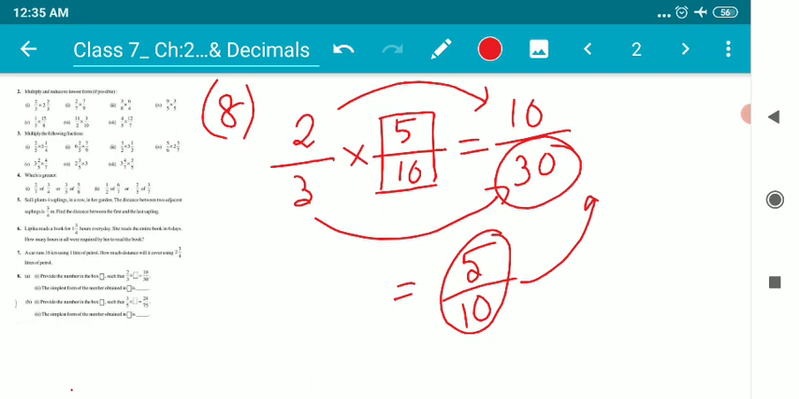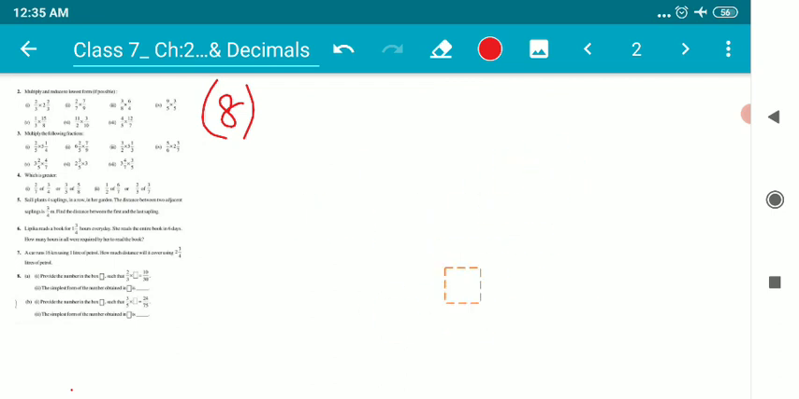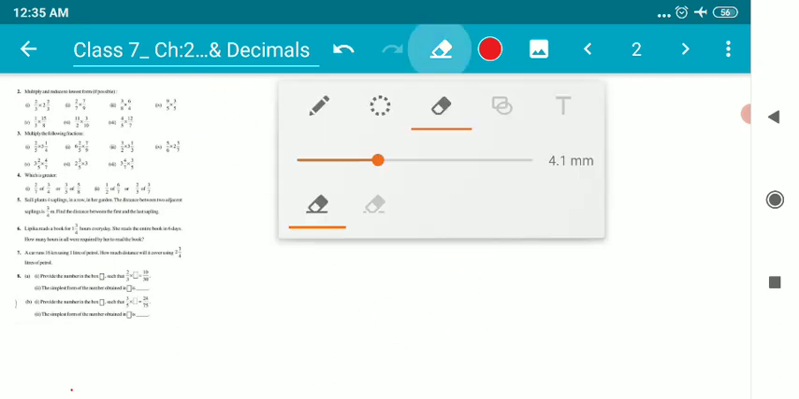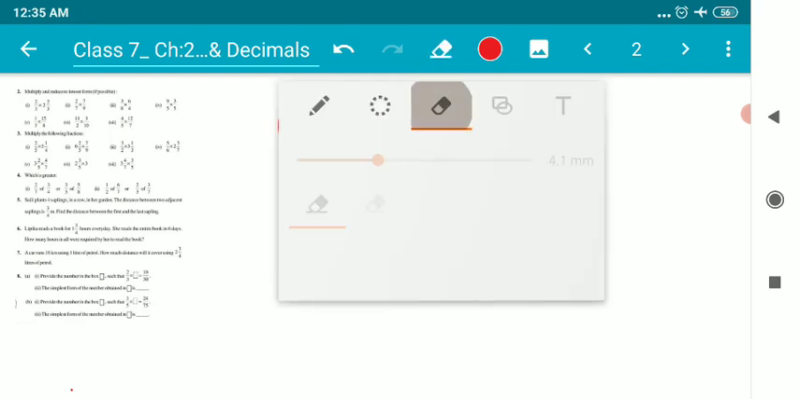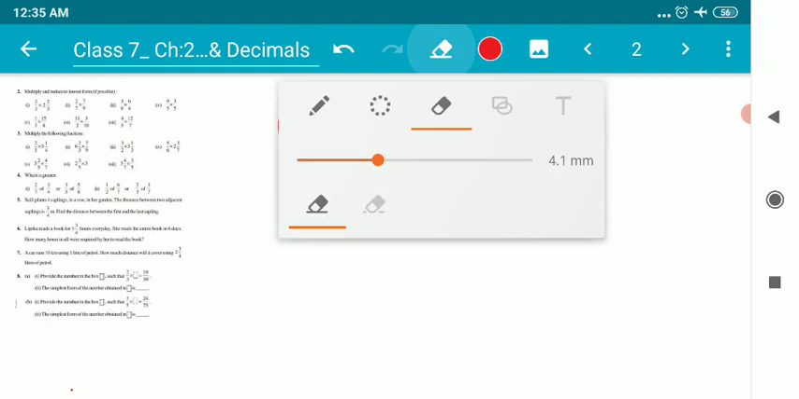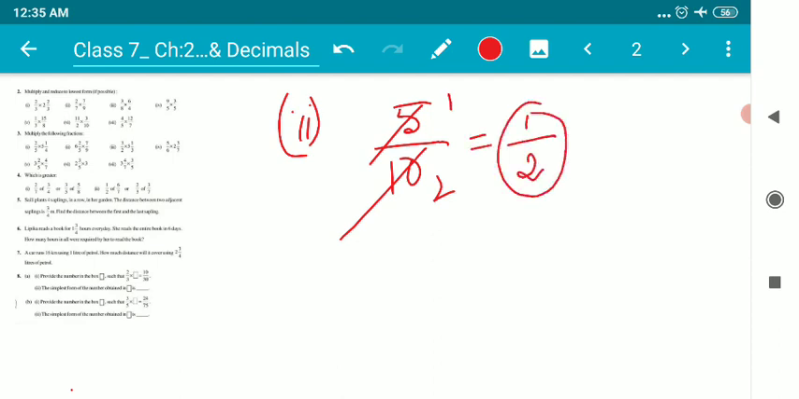Okay. Now, here another part of this question is given, that is question number 2. The simplest form of 5 by 10 they're asking. Okay, no problem. I'll find out the simplest form of 5 by 10. Yes, 5 2s are 10, 5 1s are 5, 5 2s are 10. It's 1 by 2. This is how we can get the answer.